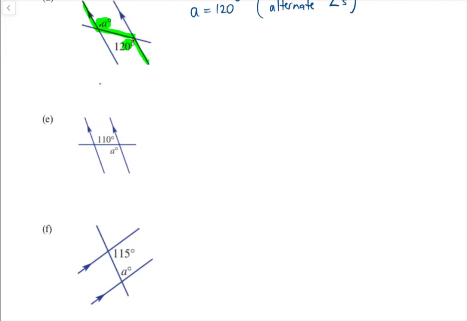Now with part E, that 110 degrees is a bit misleading, so let's pretend the 110 degrees was in this position here and the A was in this position here, because 110 doesn't really clearly show where it is. So there's the 110, there's the A, and if that's the case, I've got another funny sideways looking Z type shape. Z shapes are alternate and alternate angles are equal. So A equals 110, and why? Because they are alternate angles and alternate angles are equal.